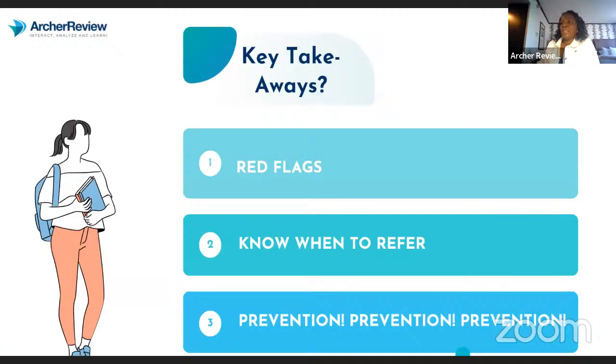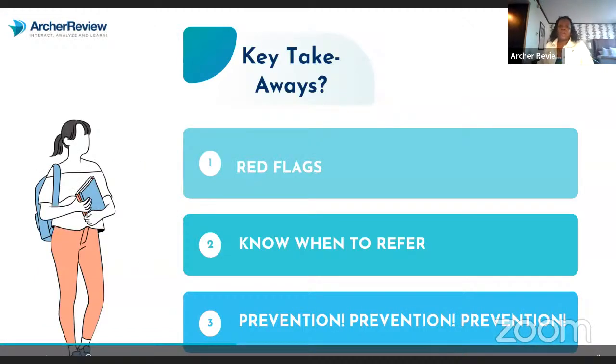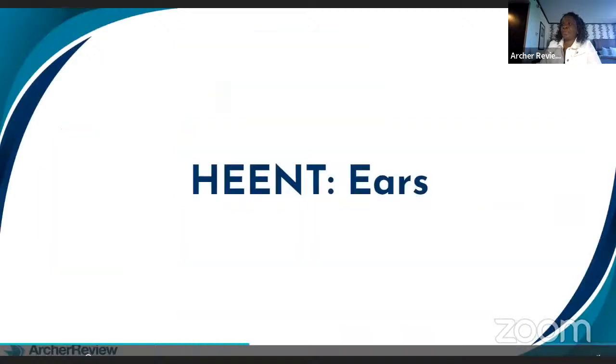Okay, let's move on. So here are some key takeaways. Recognize the red flags, know when to refer, and always do patient education for prevention, prevention, prevention. That is the most important thing we can do for our patients. And let's move on to the ears.